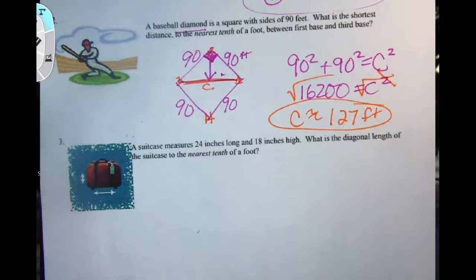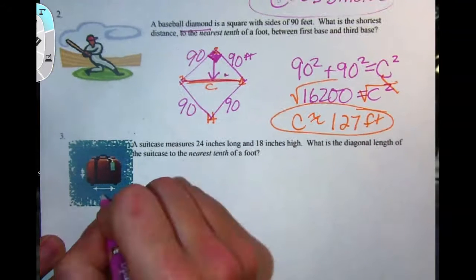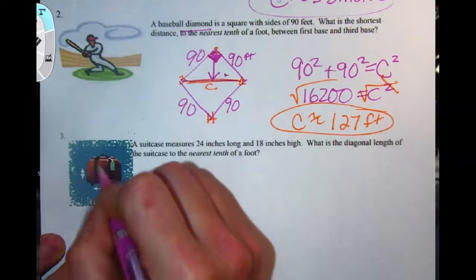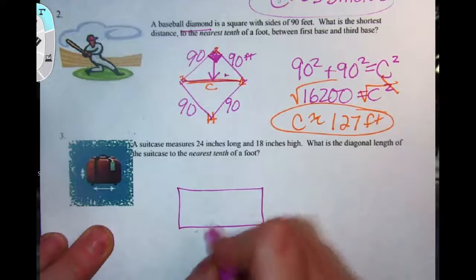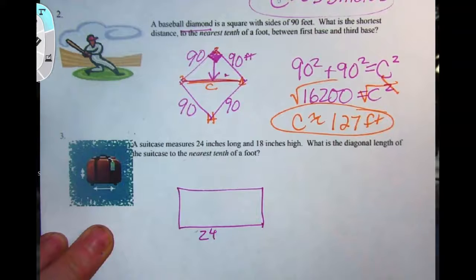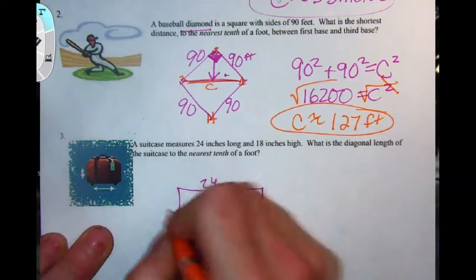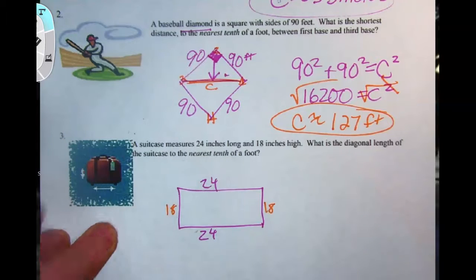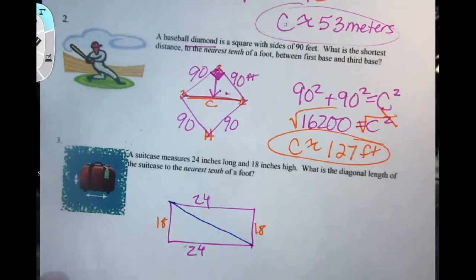Let's look at this last example. So it says a suitcase measures 24 inches long and 18 high. So I would redraw the suitcase. And obviously if it's 24 on this side, it's 24 on this side. It's a rectangle. And then if it's 18 high, so over here, it's 18. It's also 18 here. Now we know we're going to have to do a triangle. So I know right away we're going to actually cut this in half without writing more of the problem.